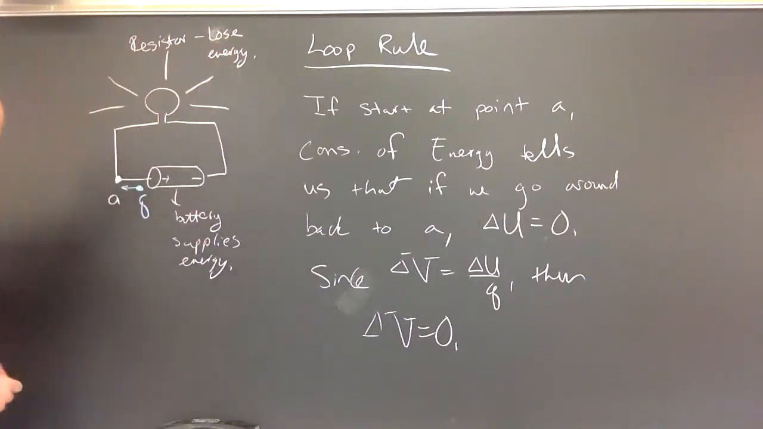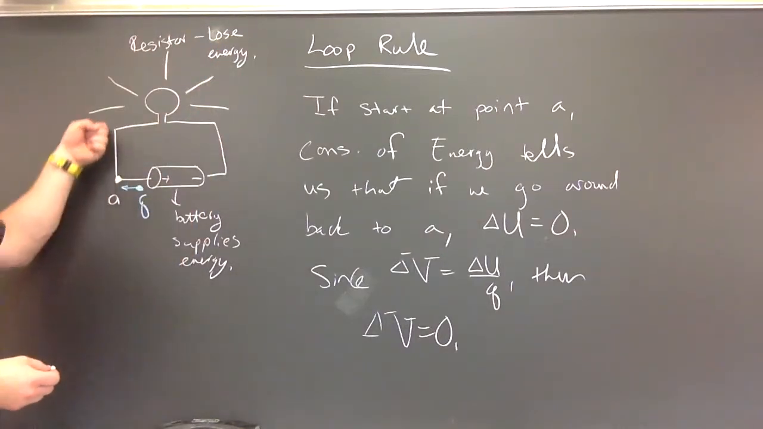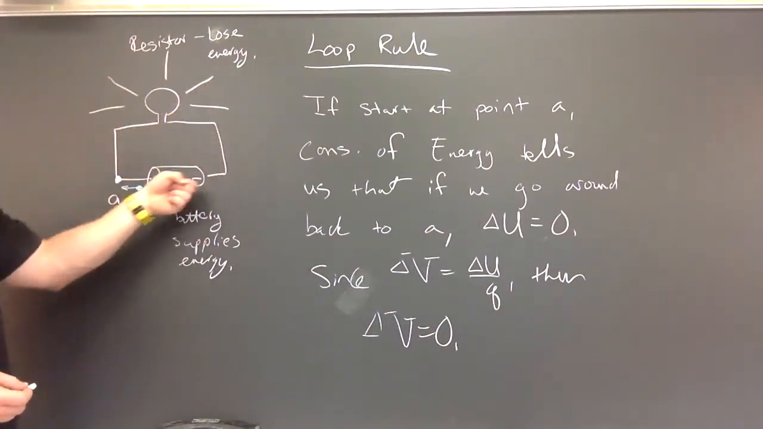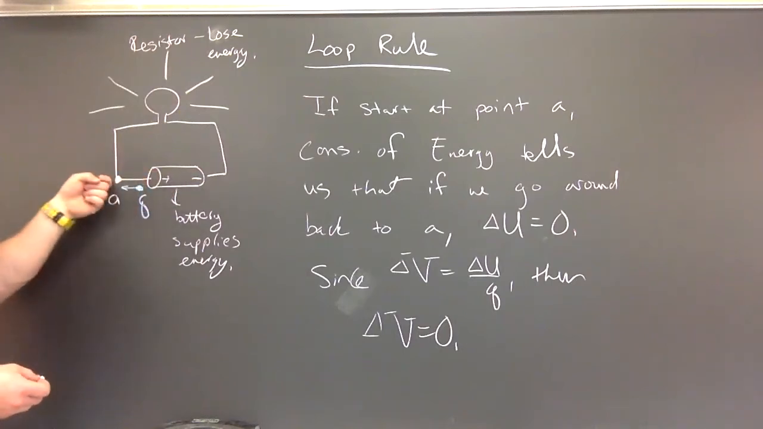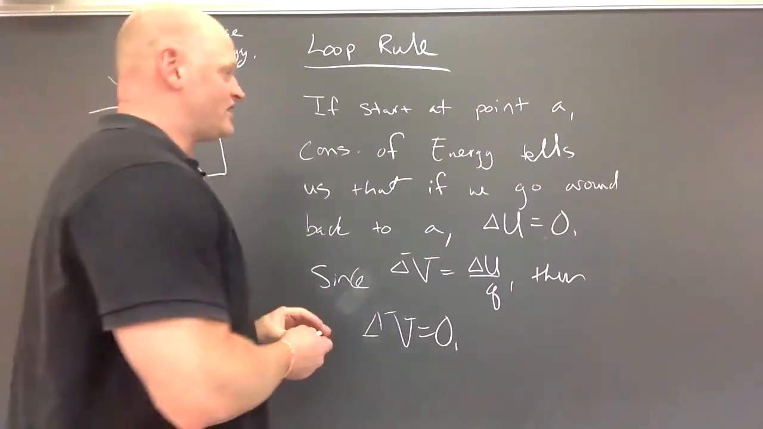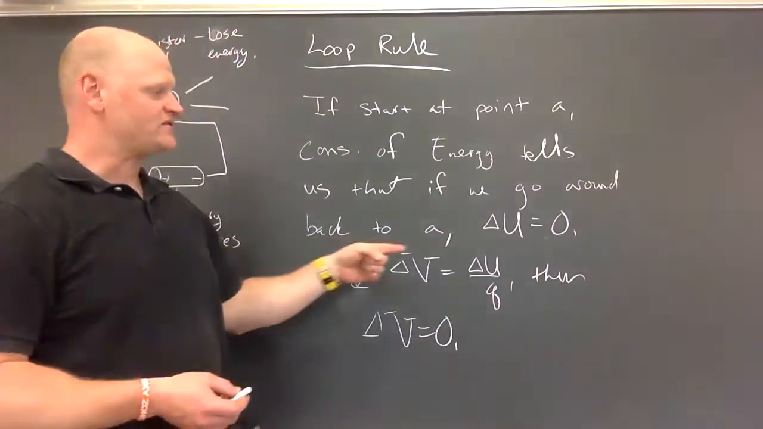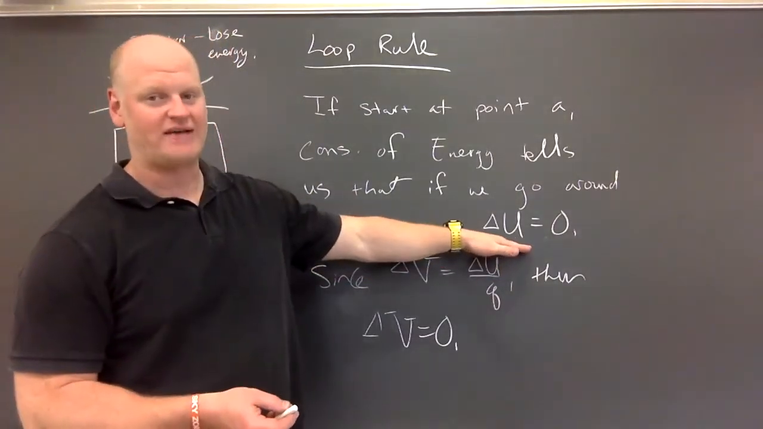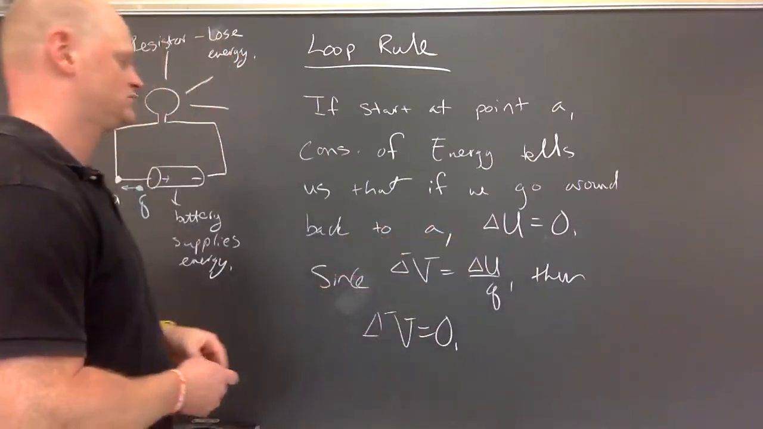So by conservation of energy, if I start here, I go through, I lose energy here, I come through, I gain the same amount of energy here, I end up at point A, then I have to have exactly the same amount of energy. Again, conservation of energy tells me that if I start up at point A and I go around through the circuit, the change in energy has to be equal to simply 0.